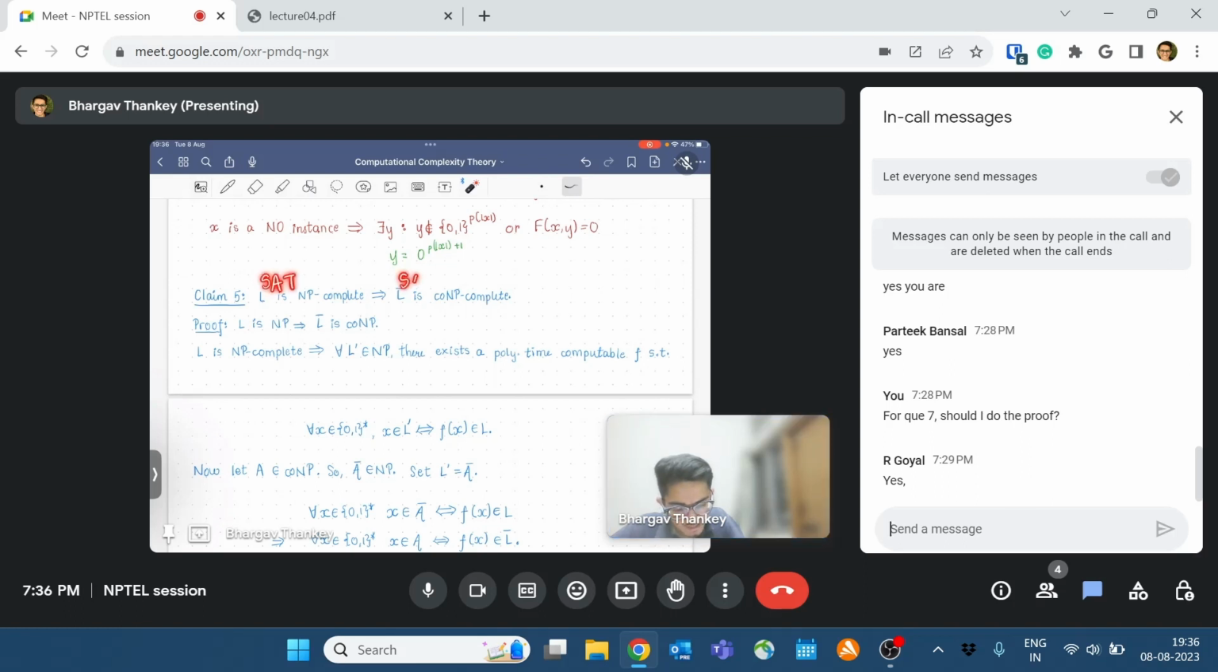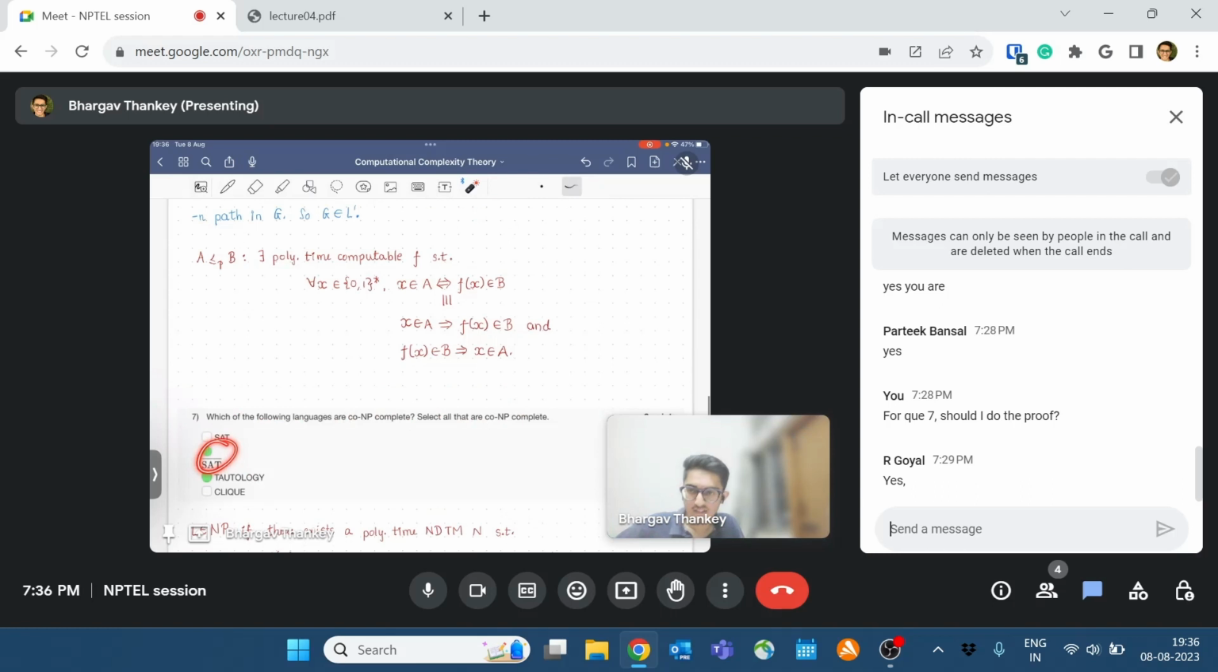then L complement would be SAT complement. And what does this say? SAT complement is co-NP complete. Yes, that is what we want to prove, right? Correct. Is this fine? Yes. Very much. Okay, so then let's move on to the next problem.